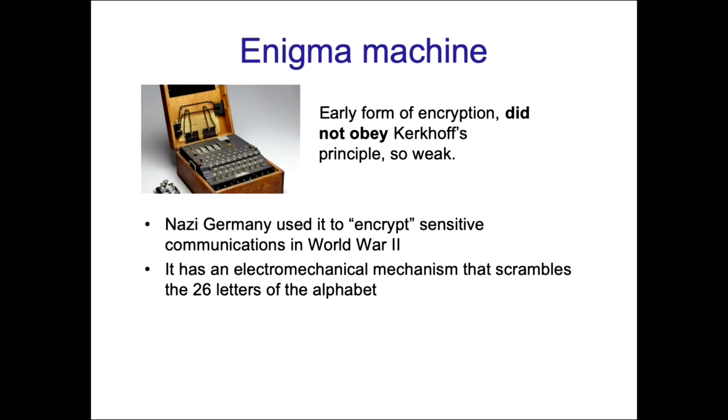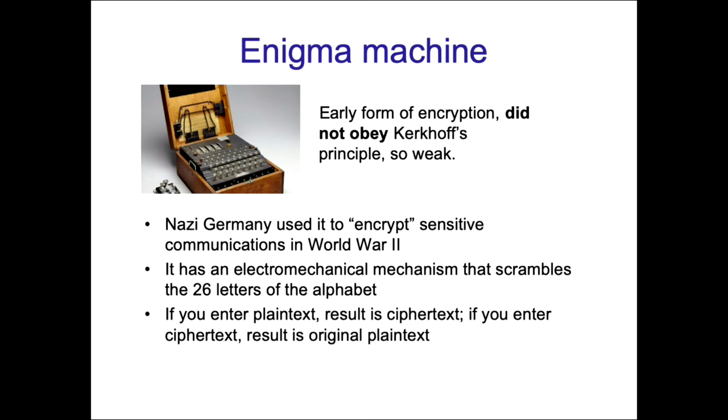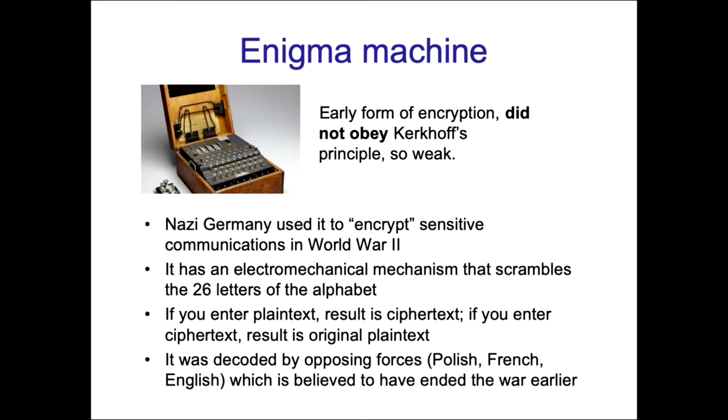For a while, this worked really well for the Germans, but then the opposing forces, the Polish, French, and English, and Turing played a major role, managed to reverse the algorithm. This is believed to have actually ended the war earlier. A big problem with the Enigma machine was that it relied on security through obscurity, and once the algorithm was cracked, you couldn't use these Enigma machines anymore.